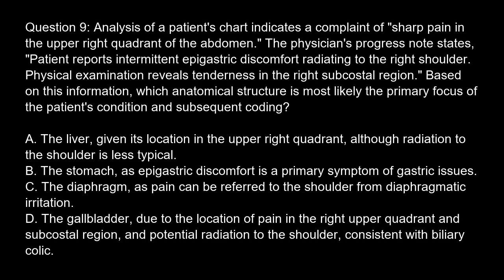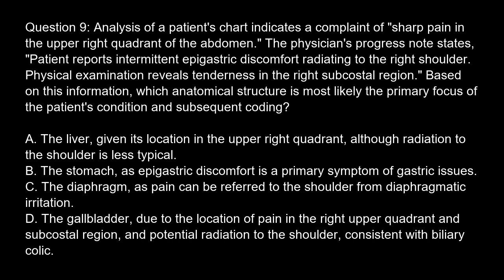Question 9. Analysis of a patient's chart indicates a complaint of sharp pain in the upper right quadrant of the abdomen. The physician's progress note states, patient reports intermittent epigastric discomfort radiating to the right shoulder. Physical examination reveals tenderness in the right subcostal region. Based on this information, which anatomical structure is most likely the primary focus of the patient's condition and subsequent coding?